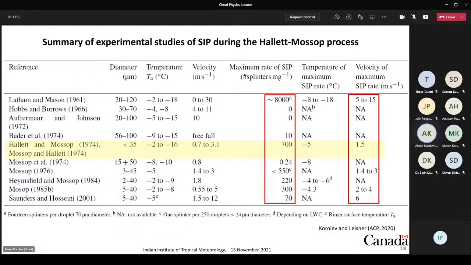And for example, early observations by Latham and Mason showed that the maximum rate of splinters was of the order of 8,000 to 1 milligram of rime. And some experiments show lots of splinters, and some show nothing. So again, we have a big diversity of those laboratory studies.